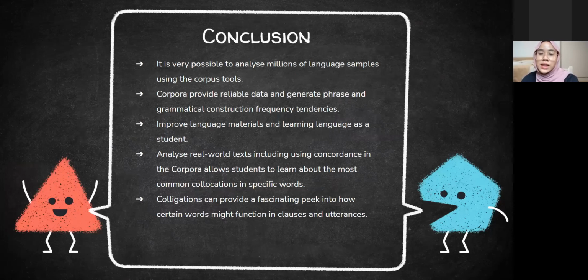In a nutshell, after analyzing the noun word vaccine in the coronavirus corpus tool, I realized that it is possible to analyze millions of word samples using corpus tools. Corpora indeed provide reliable data and generate phrase and grammatical construction frequency indices. For students, studying with corpus tools can improve language materials and language learning as well as analyze real-world types, including using concordance in the Corpora, which allows students to learn about the most common colligations in specific words.